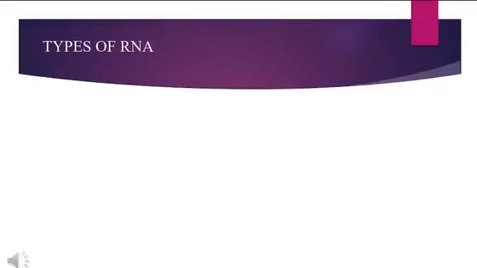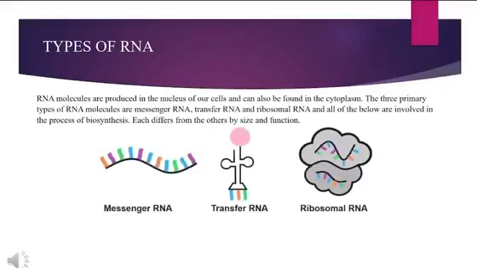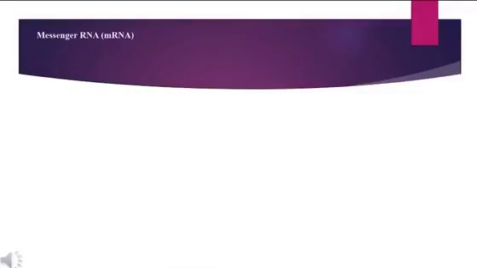Three primary, or we can say major, types of RNA molecules are messenger RNA, transfer RNA, and ribosomal RNA. All of these are involved in the process of biosynthesis, although each differs from the others by size and function. First, I'll explain messenger RNA.